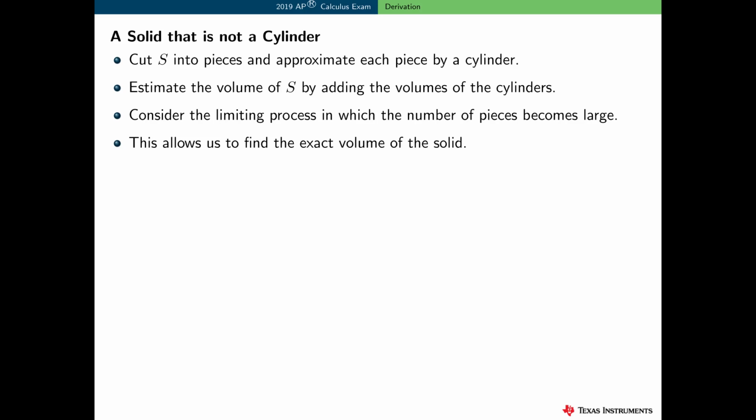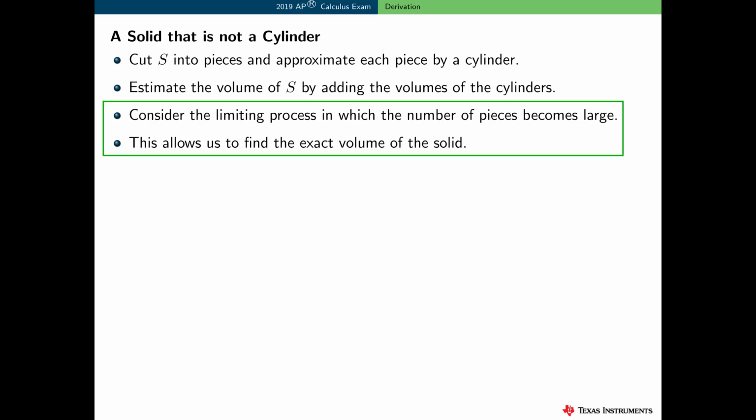But what if the solid S is not a cylinder? We'll use these ideas about volume and the usual calculus approach to solve this problem. We'll find a discrete approximation, and then find better and better approximations. We'll let n increase without bound. That is, we'll cut S into pieces, and we'll approximate each piece by a cylinder because we know the volume of a cylinder. We'll estimate the volume of S by adding up the volumes of all the cylinders. And then we'll find the exact volume of S through the familiar limiting process, in which the number of pieces becomes large.